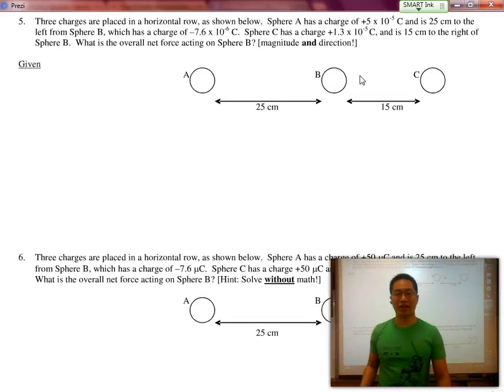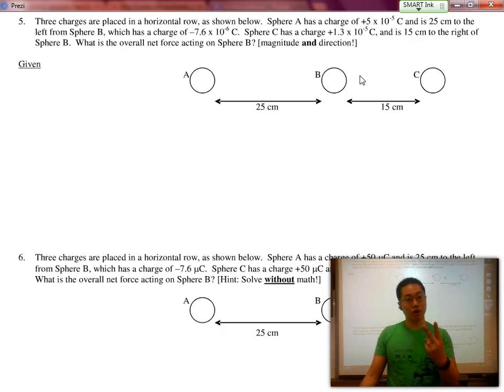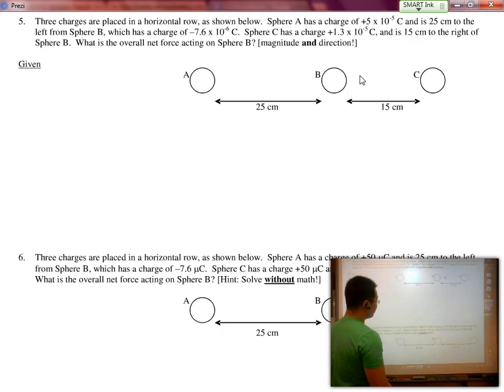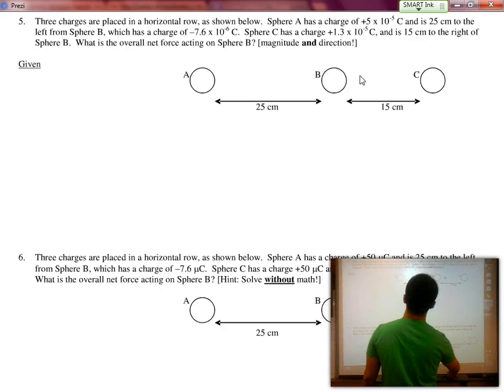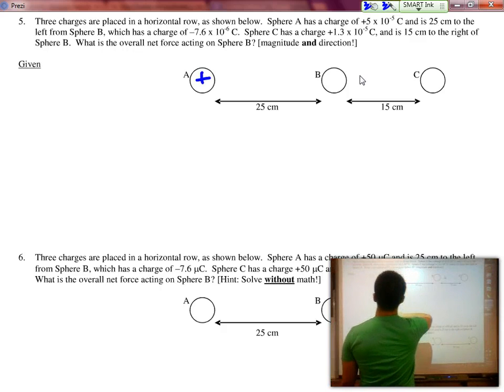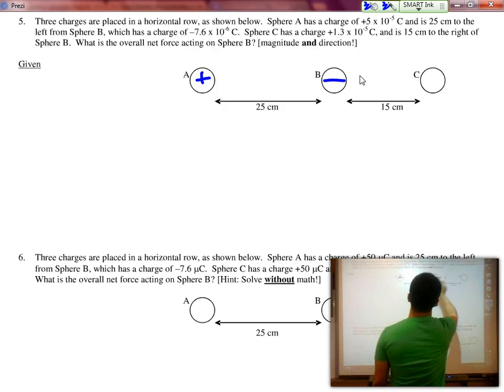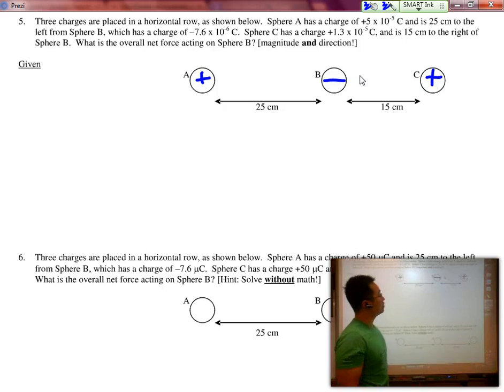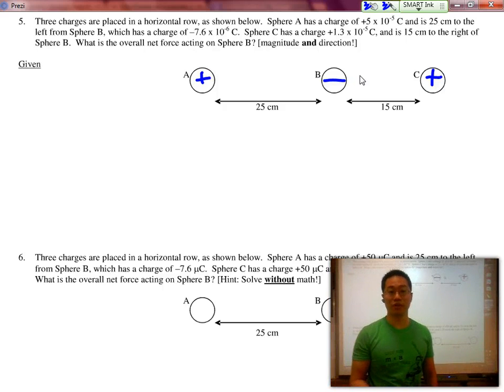More complicated questions would involve multiple charges. And just keep in mind that Coulomb's law only deals with two charges at a time. So when we have multiple charges, we just have to deal with any pair of charges at one time. So right now we have charges A, B, and C. They say A is a positive charge, B is a negative charge, and C is a positive charge. They ask, what's the net force on sphere B?